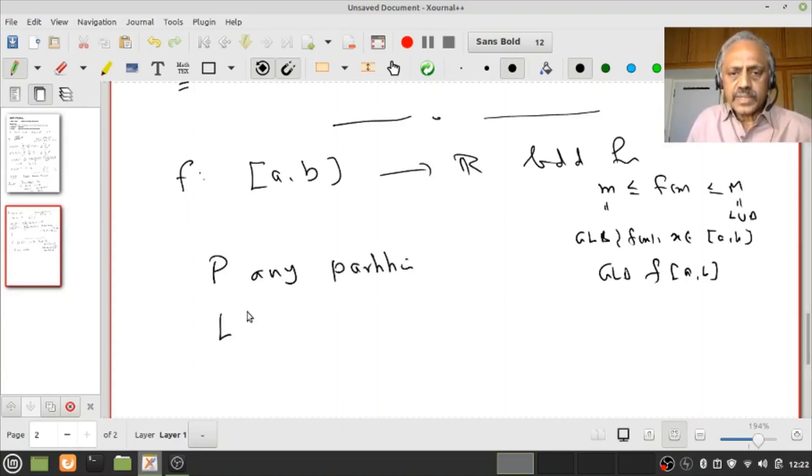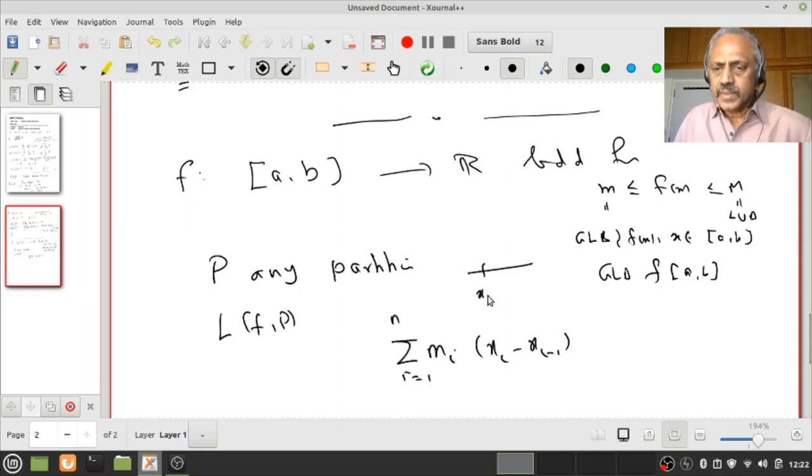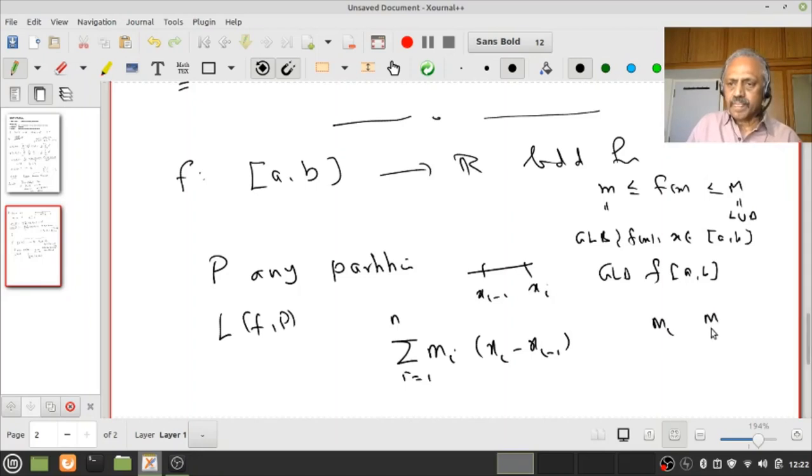Okay. Let's look at L(f,P). This is going to be summation m_i (x_i minus x_{i-1}). I hope all of you remember what is m_i. It is the GLB of the function on the i-th subinterval, x_{i-1} to x_i. Very good. Now notice, what is the relation between m_i and m?